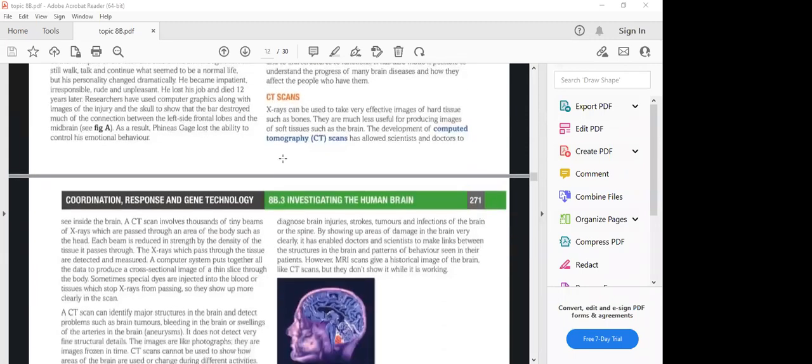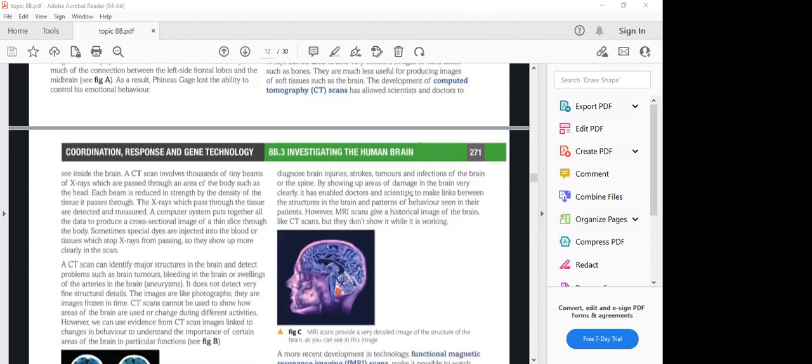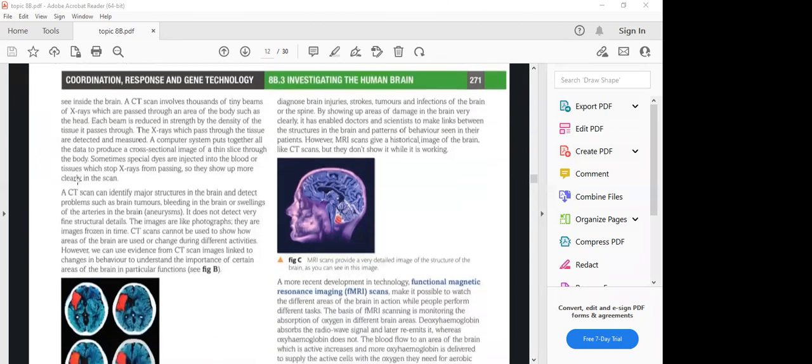Medical imaging, CT scan. That is a computed tomography, CT scan. X-rays can be used to take very effective images of the hard tissues such as bones, and they are much less useful for preparing the image of soft tissues such as the brain, right? Because the neurons and muscles are soft tissues. Then we go for the CT scan, right? That has allowed scientists and doctors to see inside the brain.